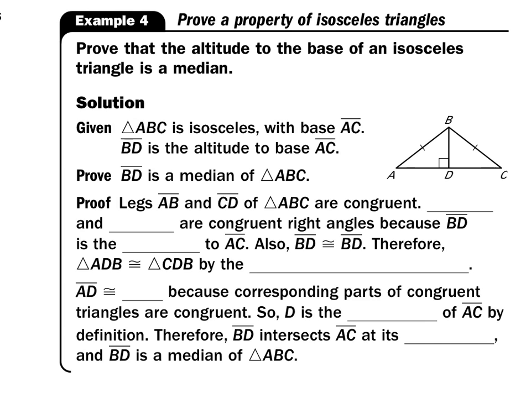Here's an interesting question. It's asking us to prove a property of an isosceles triangle. I cannot say that word, isosceles. It says prove that the altitude to the base of an isosceles triangle is a median. So in other words, what's given is that AB and CB are congruent. We also know that angles BDA and BDC are right angles because that's the altitude. And we're asked to prove whether AD is congruent to DC or not, if they're of equal length.